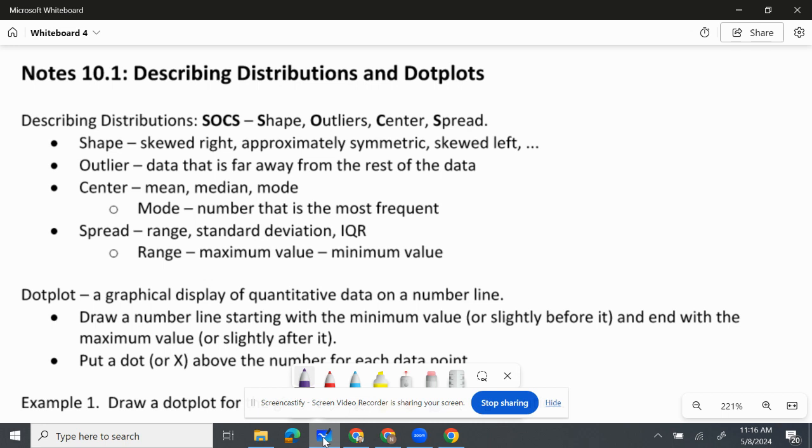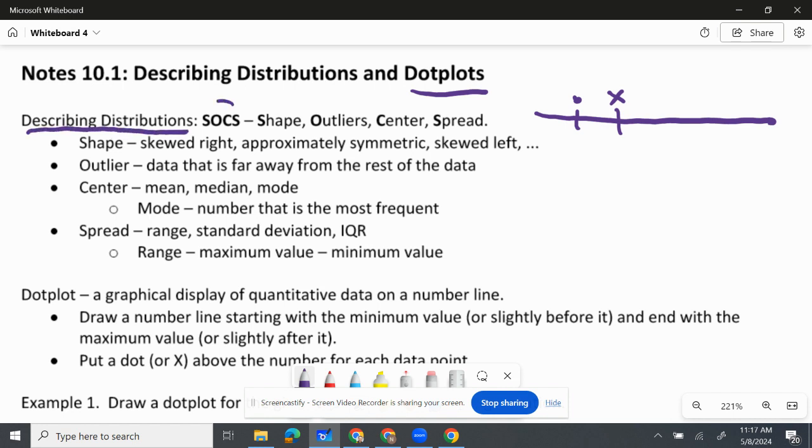What we're going to do is start graphing statistics, and our first graph that we're going to look at is a dot plot. Usually dot plots are a number line, and either we put a dot or an X right above it, and those represent how many of those types of numbers. But the key thing that we're going to focus on is describing distributions.